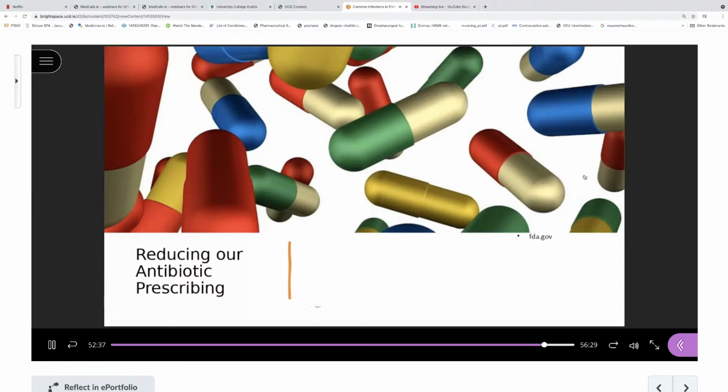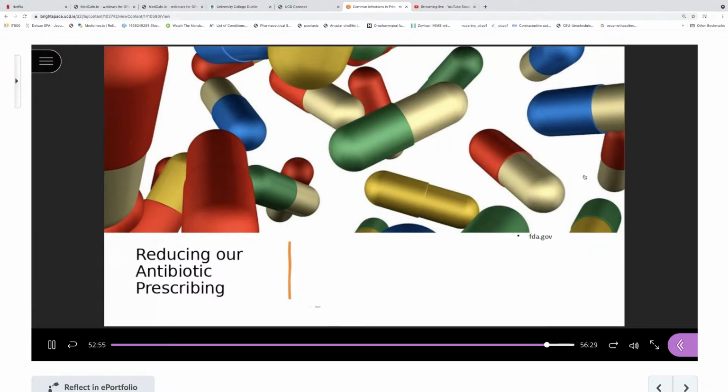So we really want to keep reducing our antibiotic prescribing. And this is really important for any of you who are not in a prescribing role as well. It's really about educating our patients and getting a consistent message across. We want to get rid of that idea that if your doctor didn't give you antibiotics, they didn't really think you were that bad.